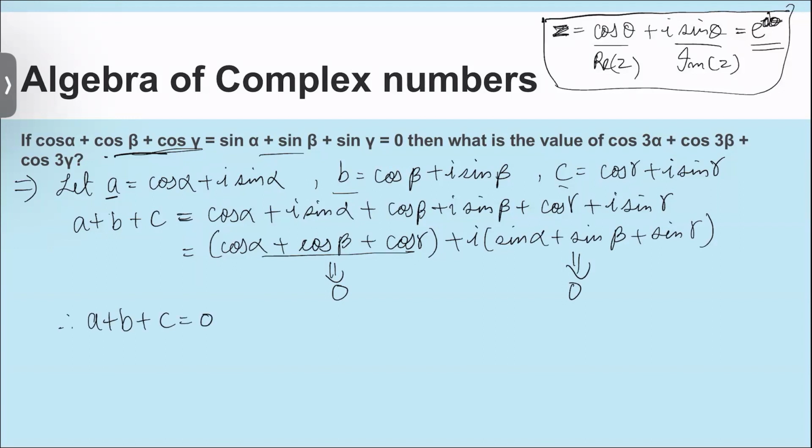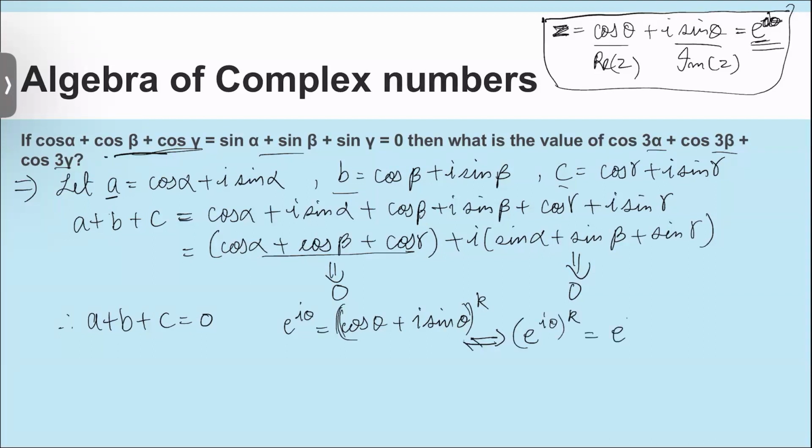Now, to get in the form of 3 alpha, 3 beta and 3 gamma, as we have seen, e to the i theta is equal to cos theta plus i sin theta. Now if you take the power of this entire expression, it corresponds to e to the i theta raised to k.